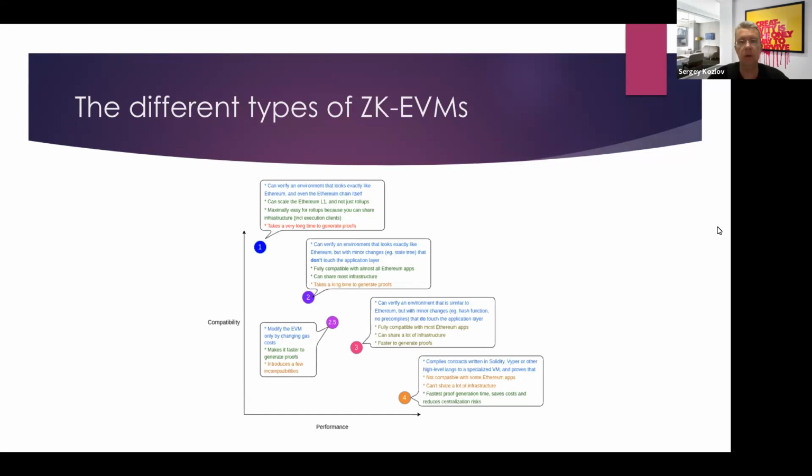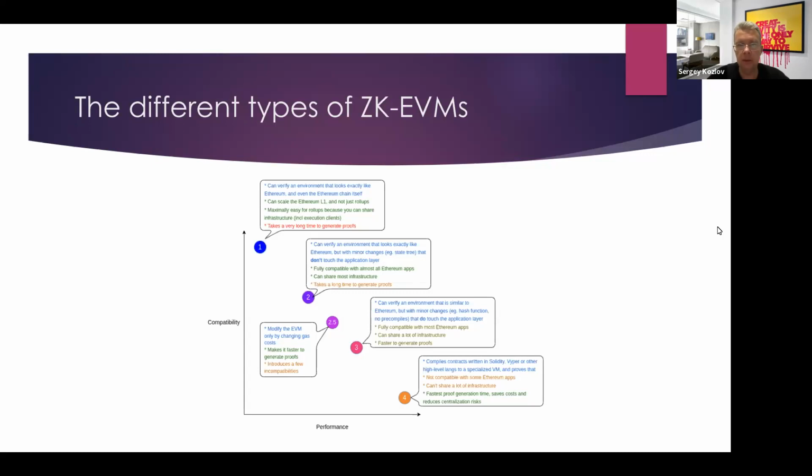But the other side of the coin is that it takes a very long time to generate proofs. So to resolve this problem, we go to the second type of ZK rollups, where we can verify the environment, but we have minor changes in the so-called state tree.